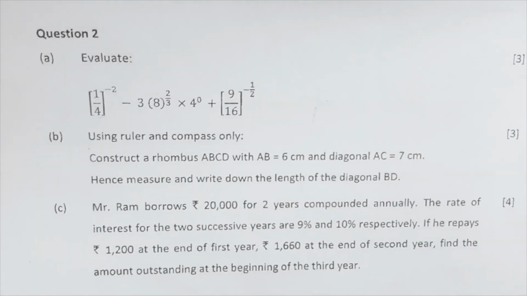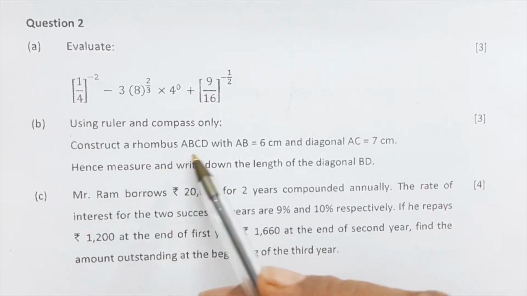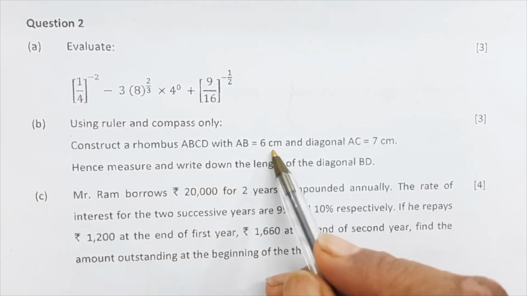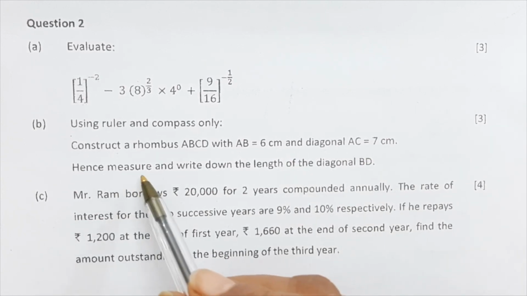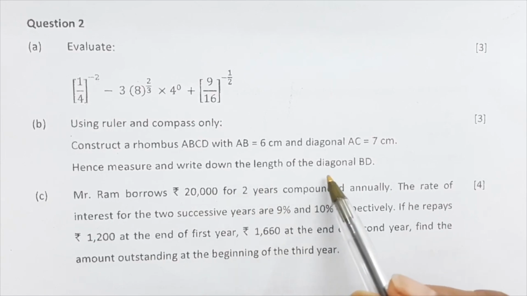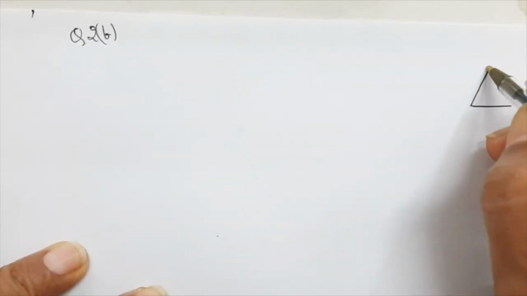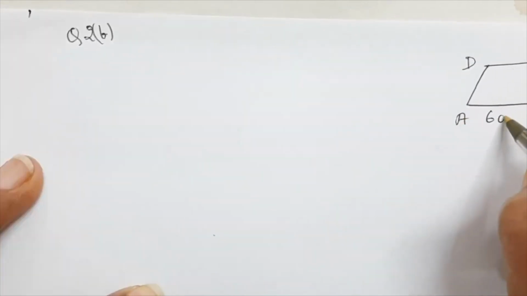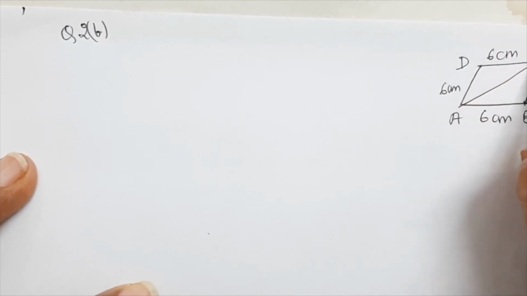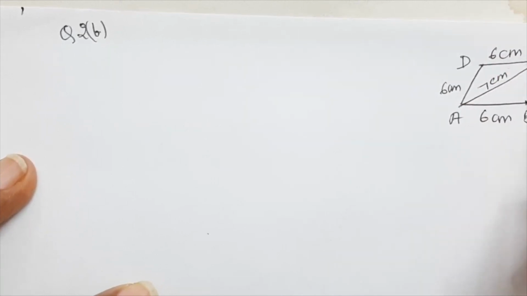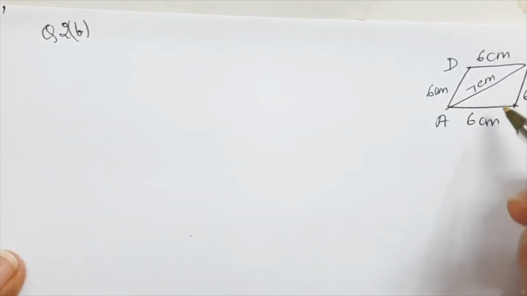So here we have question 2b. Using ruler and compass only, construct rhombus ABCD with AB equal to 6 centimeters, diagonal AC 7 centimeters, and hence measure and write down the length of the diagonal BD. So first we will draw the rough diagram. I'm just going to show a rhombus. Each side is 6 centimeter. It was given to us, and diagonal AC is 7 centimeters. Once we draw the diagram like this, it is easier for us to understand the construction.